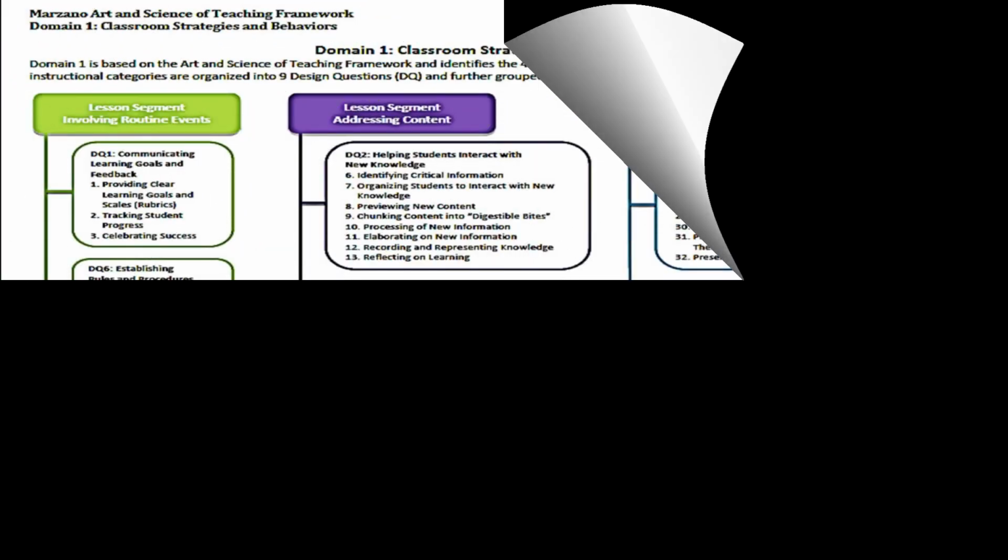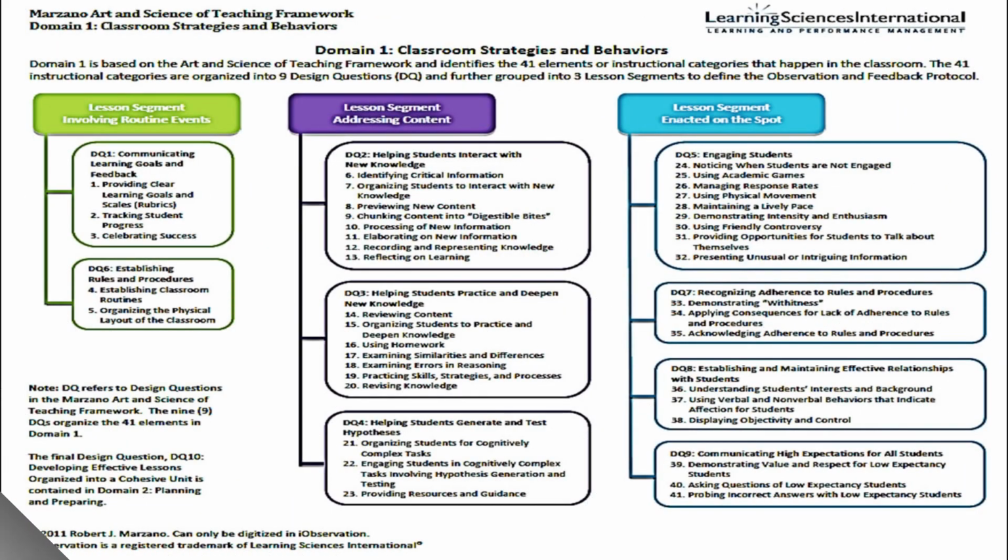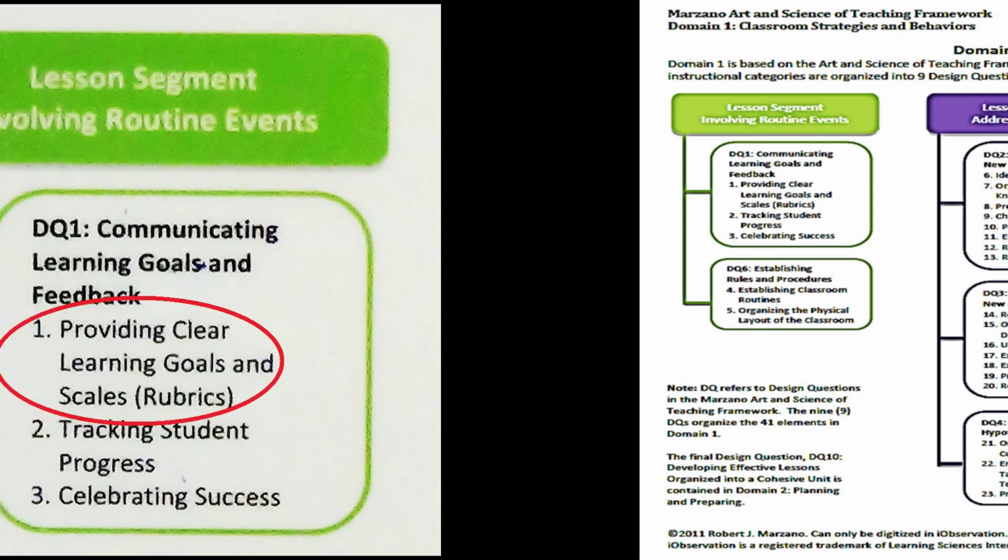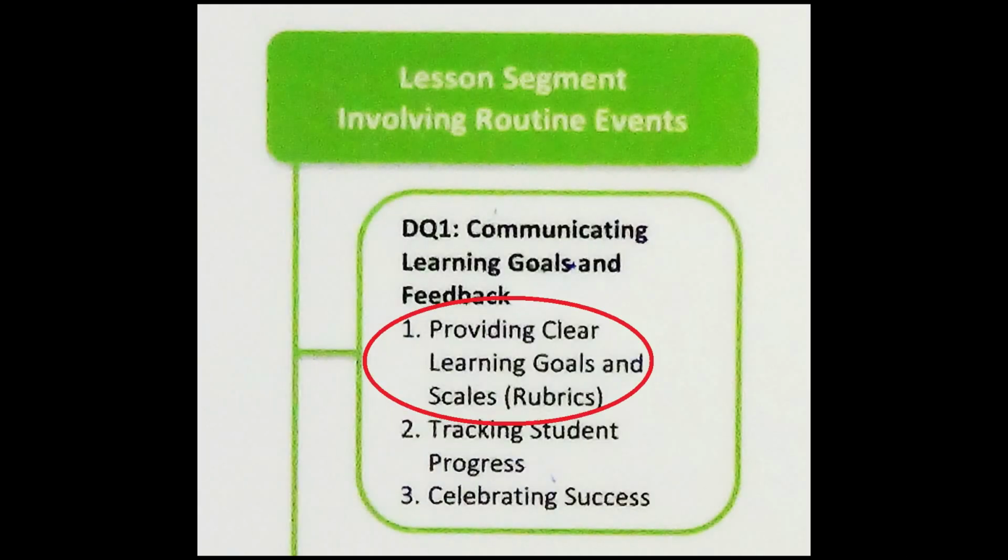Today we focused on Element 1, providing clear learning goals and scales. This element is in lesson segments involving routine events, which is organized into two design questions. What will I do to establish and communicate learning goals, track student progress, and celebrate success? And what will I do to establish and maintain classroom rules and procedures? Establishing and communicating learning goals is the starting place.